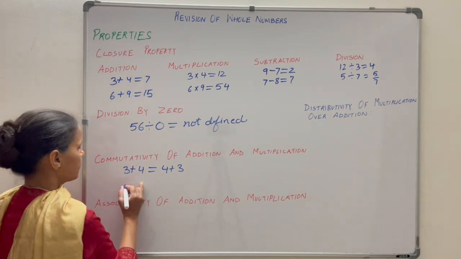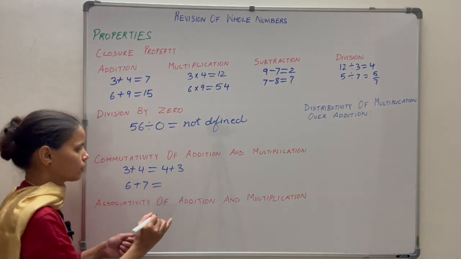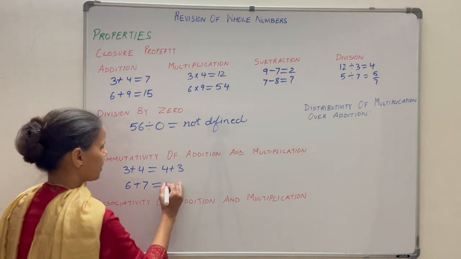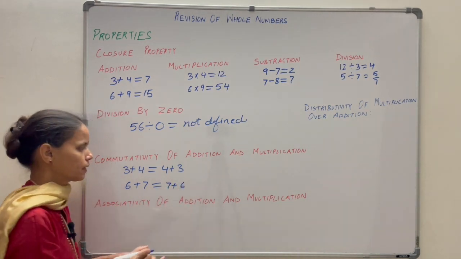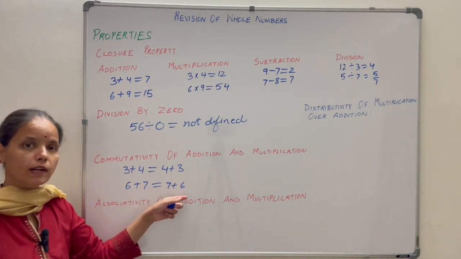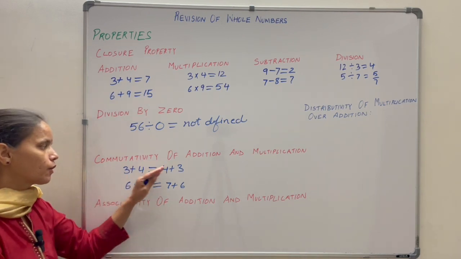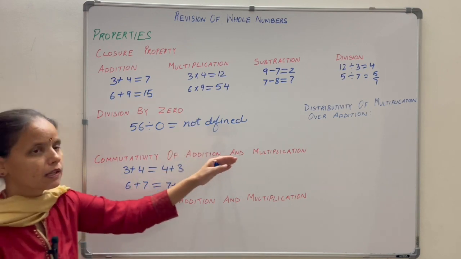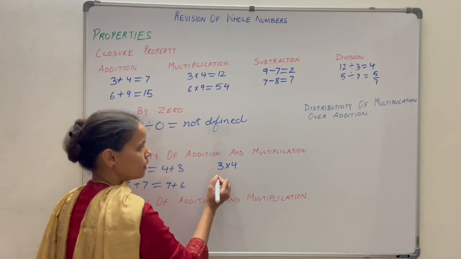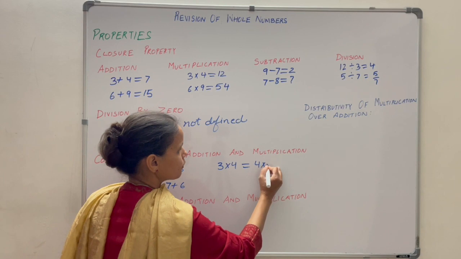For example, if you add 6 and 7, what do you get? 6 plus 7, you get 13. Or you can add 7 plus 6. Here also you are getting 13. Here you are adding 7 to 6, and here you are adding 6 to 7. So when you add, the order does not matter. You are going to get the same result. Similarly, for multiplication, 3 into 4 is 12. Here you are multiplying 3 to 4 and here you are multiplying 4 to 3.